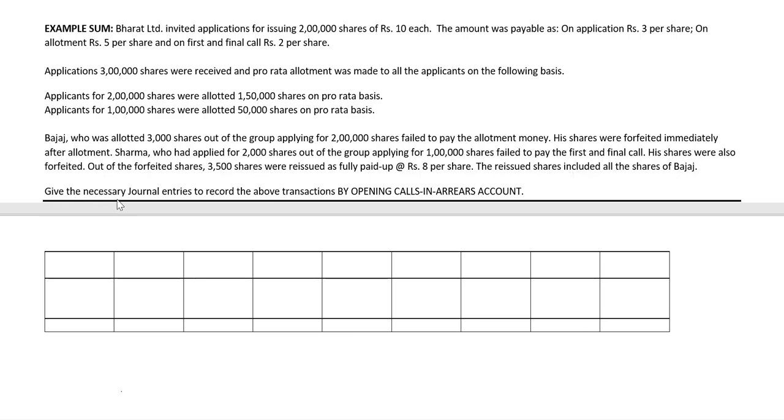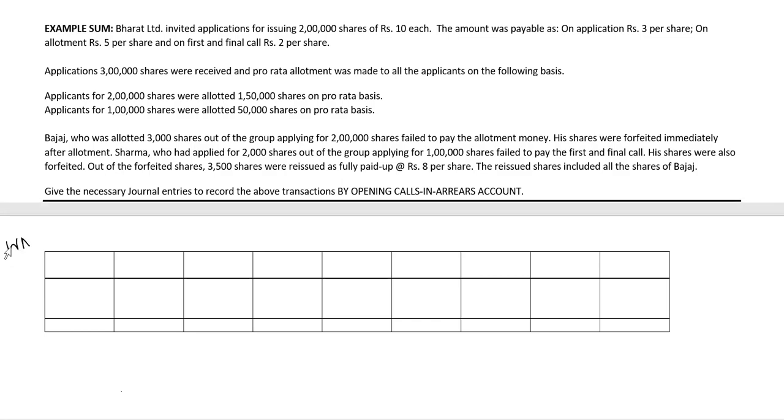We are asked to give the necessary journal entries to record the above transactions by opening calls in arrears account. So where the amount of allotment or call has not been received, as per the question, we need to open the calls in arrears account and accordingly change the forfeiture journal entry. So let's begin with the working note 1.